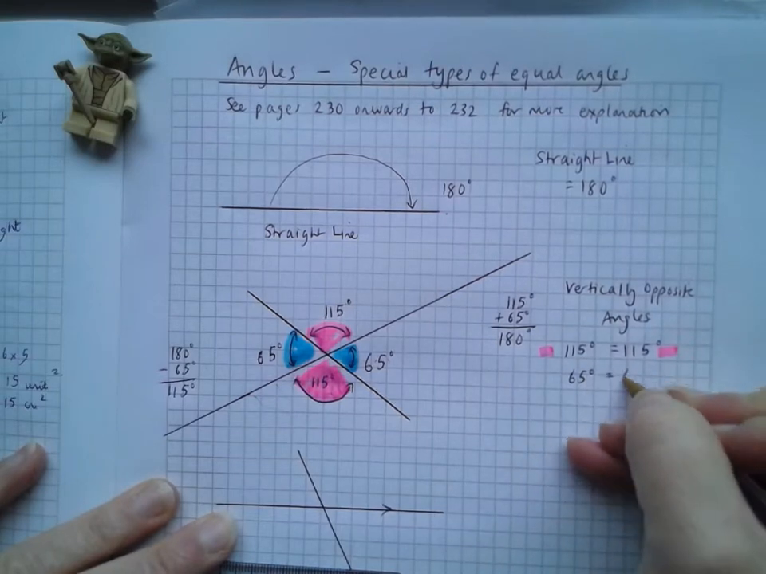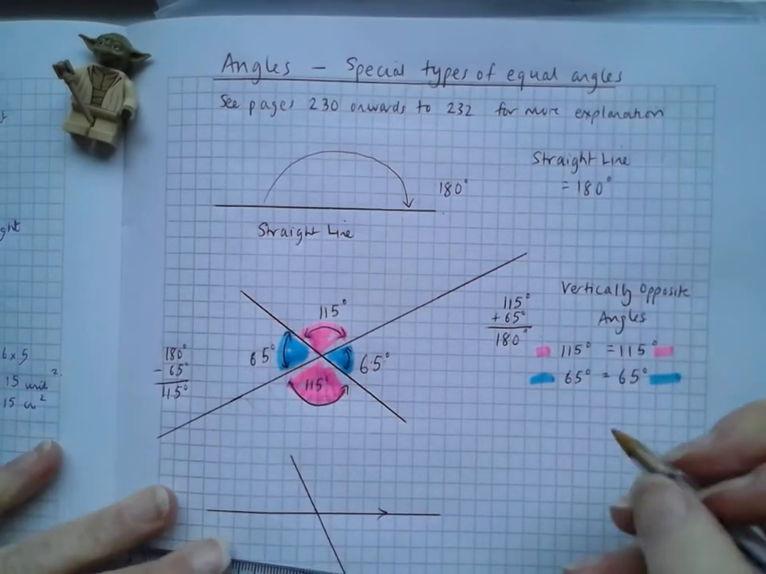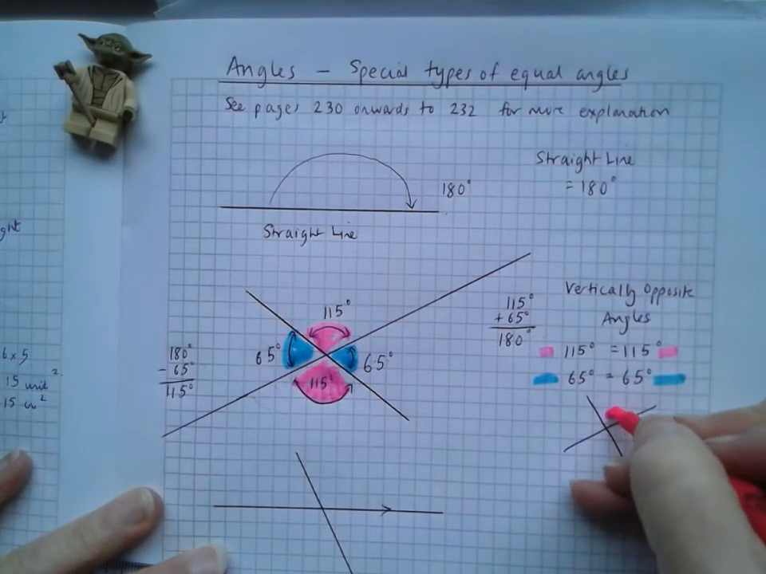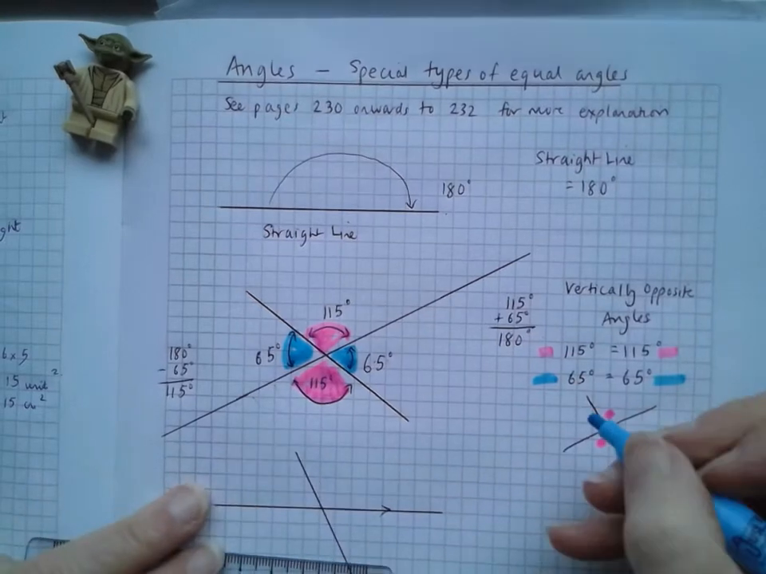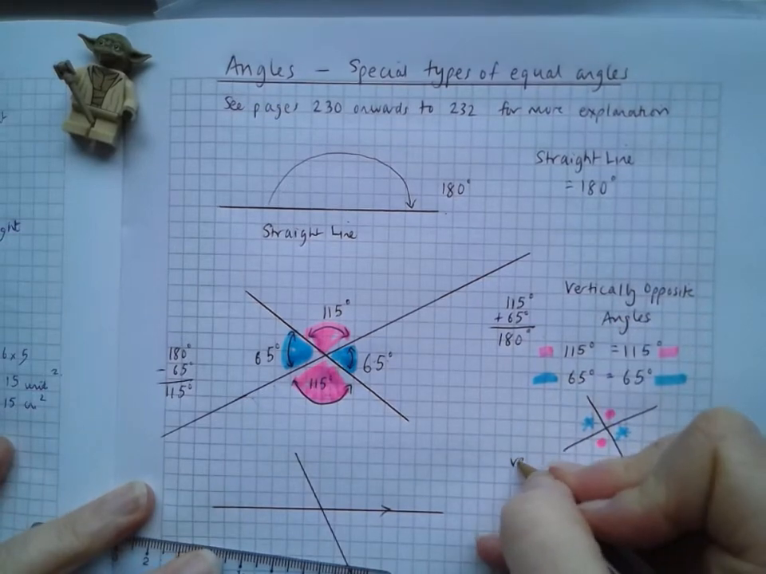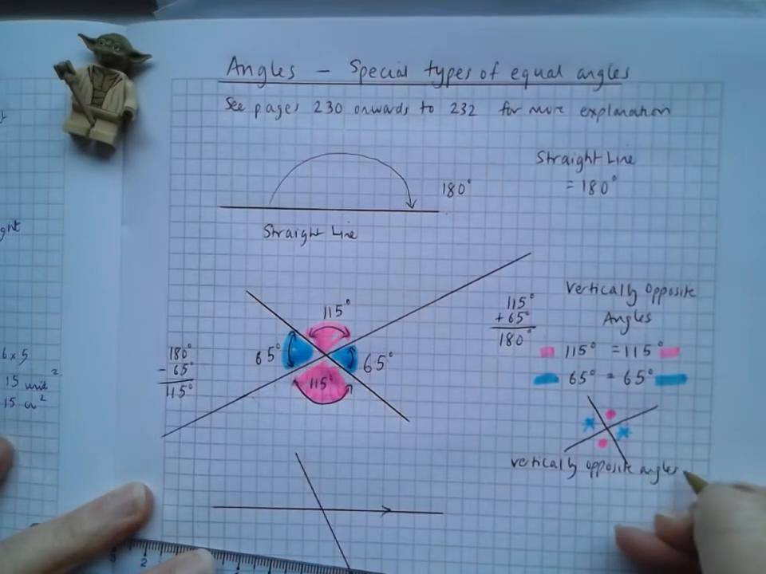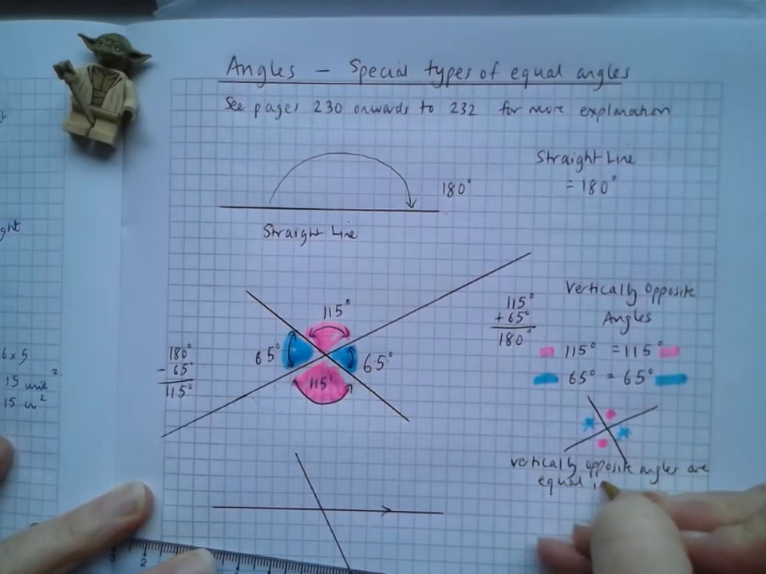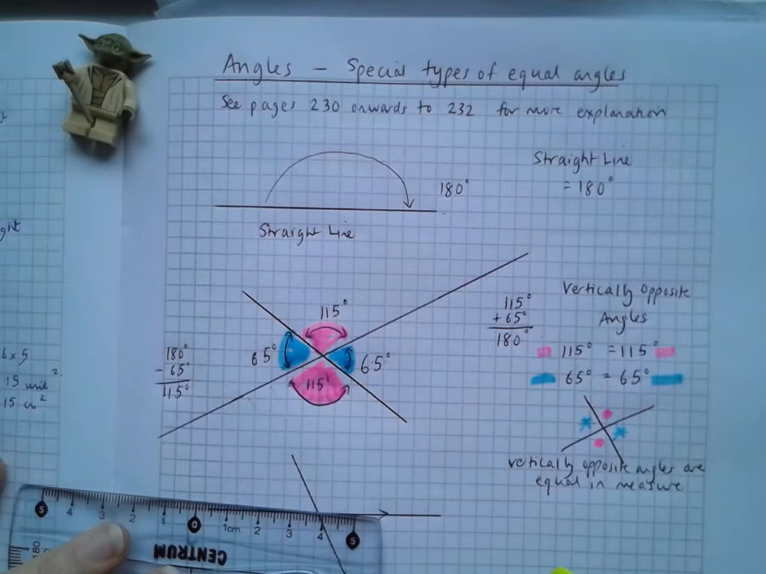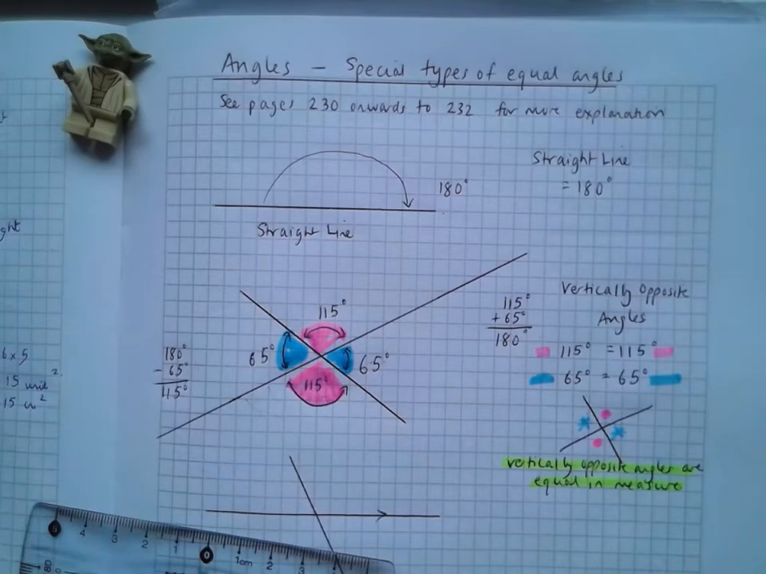In other words, when you get a pair of lines and they cut each other like this, there will be pairs of angles that are the same. These two angles will be the same, and these two angles will be the same. So we say vertically opposite angles are equal in measure. And that's a really important maths fact to know. Vertically opposite angles are equal in measure. That's really important.